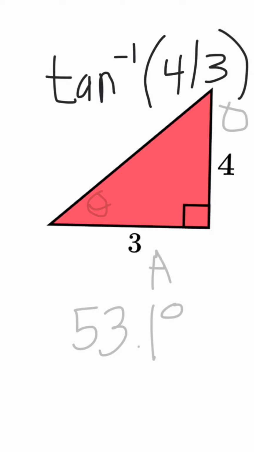If you're doing this on an iPhone calculator, you want to hold your calculator the long way, so horizontally, and what you're going to do is type in the value inside the parentheses first. So type in 4 divided by 3, then hit the second button followed by the tan button, and you should get back 53.1, assuming your calculator on your iPhone is in degree mode.